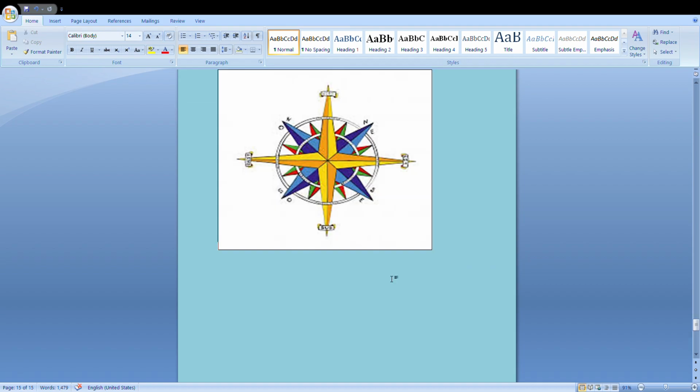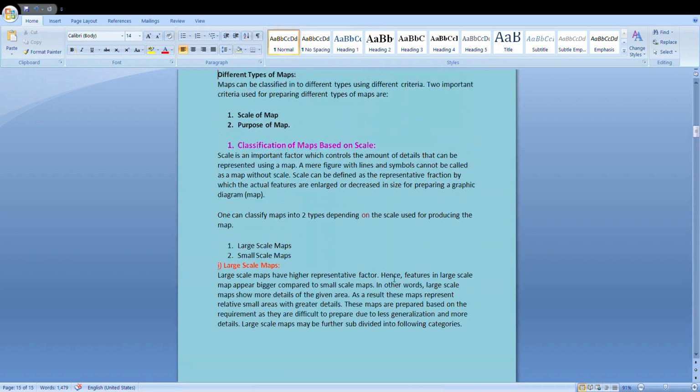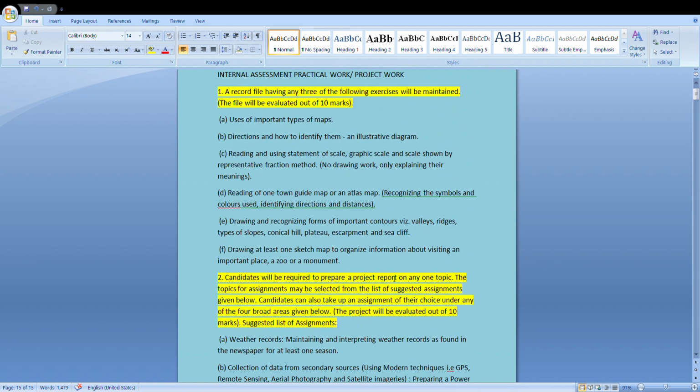So this was your second topic. Now going back to your internal assessment, you have to make a record file of any three. First and second I have explained. In the next class I'll explain you third and fourth, and in Zoom class I'll explain you fifth and sixth. So whatever you want to pick, you can pick out of these six topics. You can write about any three.